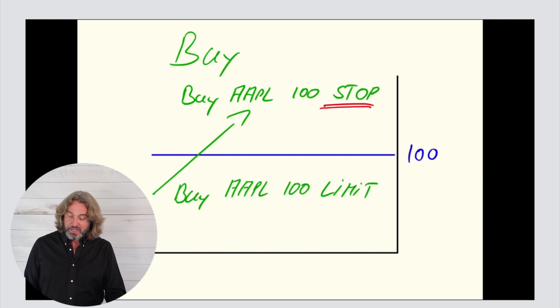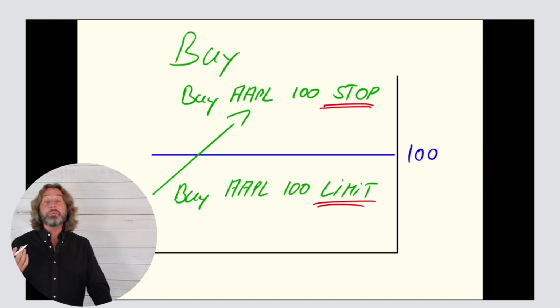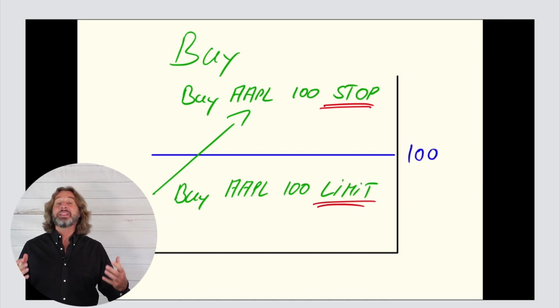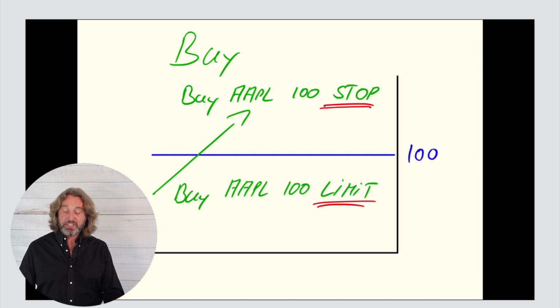On the other hand, if you're specifying a limit order of 100, meaning that you only want to pay a maximum of 100, and the next day Apple opens at 110, you would not get filled because you specified that you only want to buy if you are below 100. Is this making sense thus far?